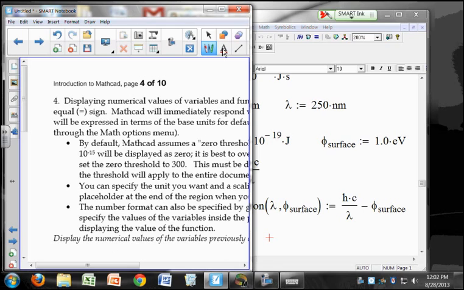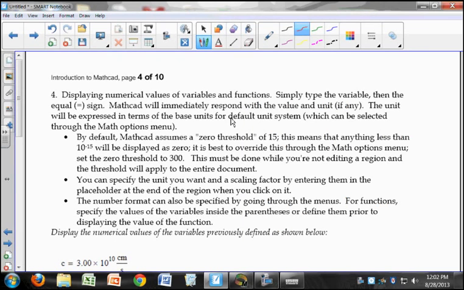All right, so let's take a look now at what we can do after we've told Mathcad what the values of expressions are. If you want Mathcad to display the numerical value of variables and functions, simply type that variable, then this time you type the equal sign. When you type the equal sign, it's like saying, Mathcad, tell me what that thing is before the equal sign. So Mathcad will immediately respond with the value and the unit, if any.